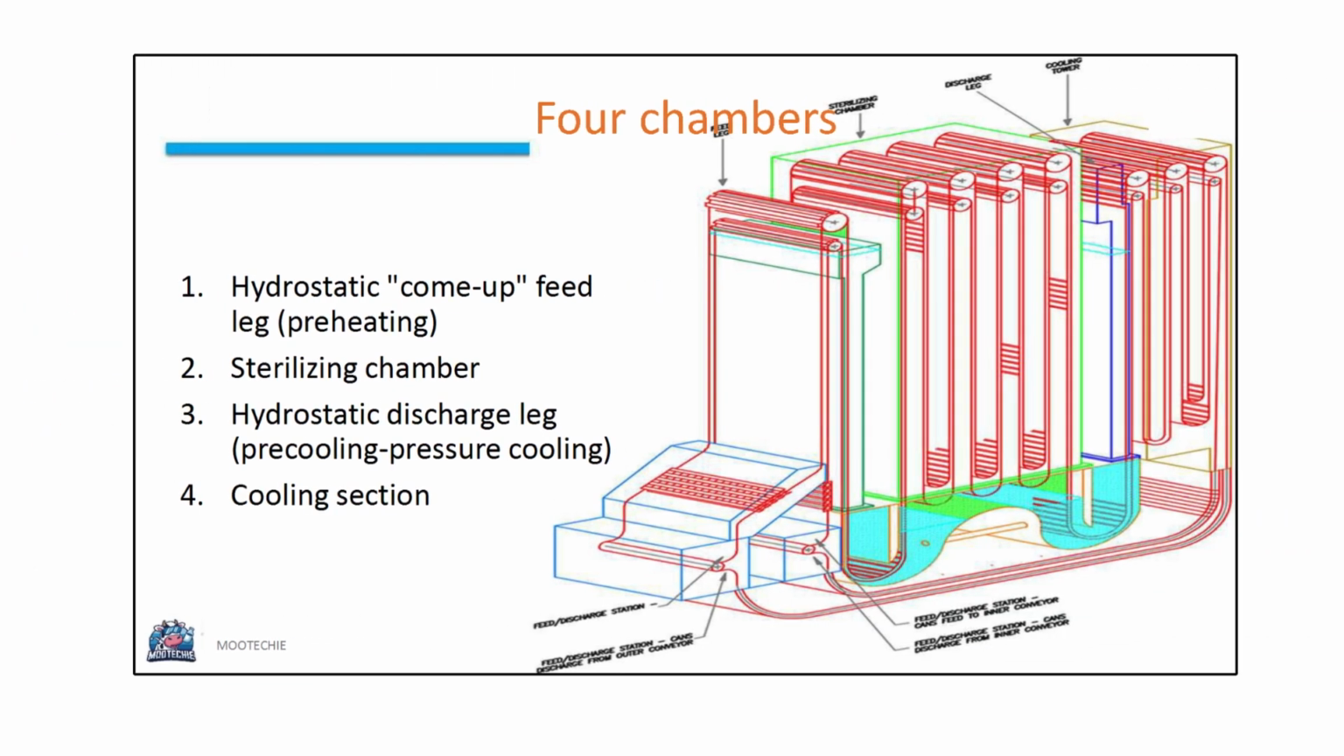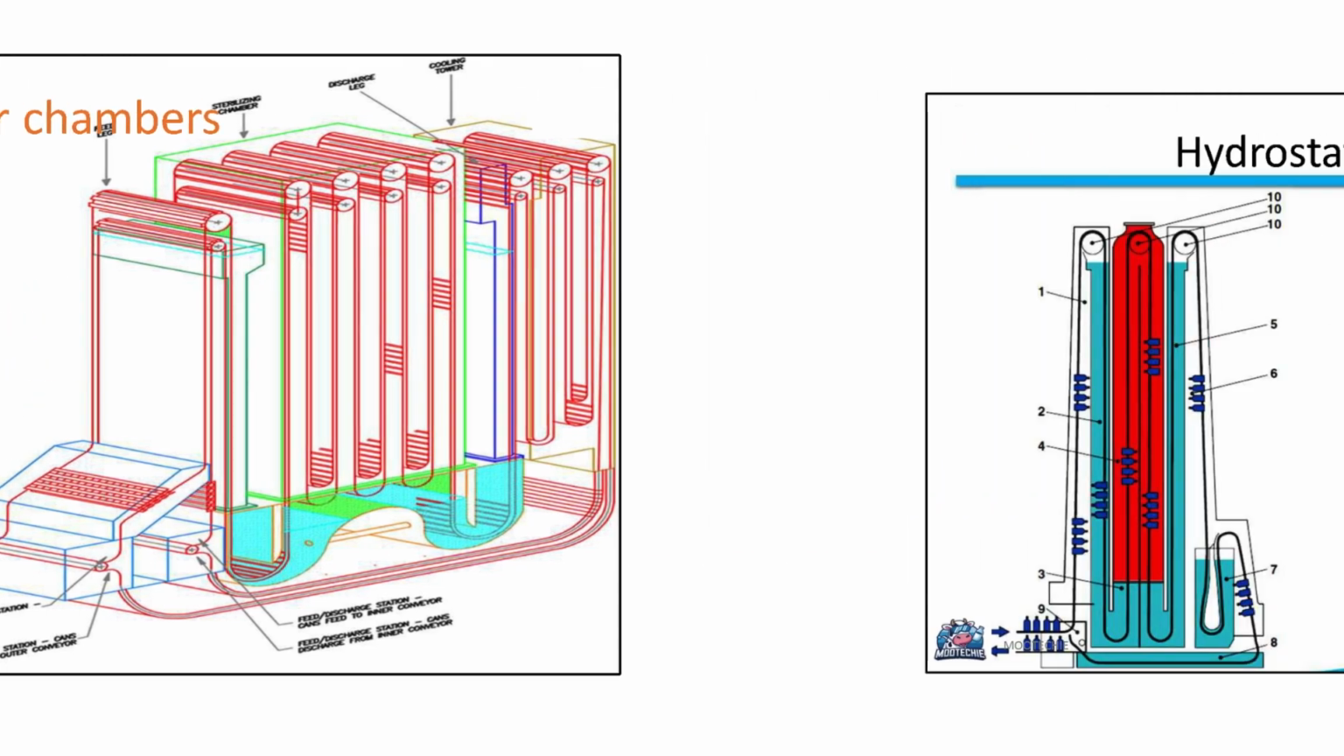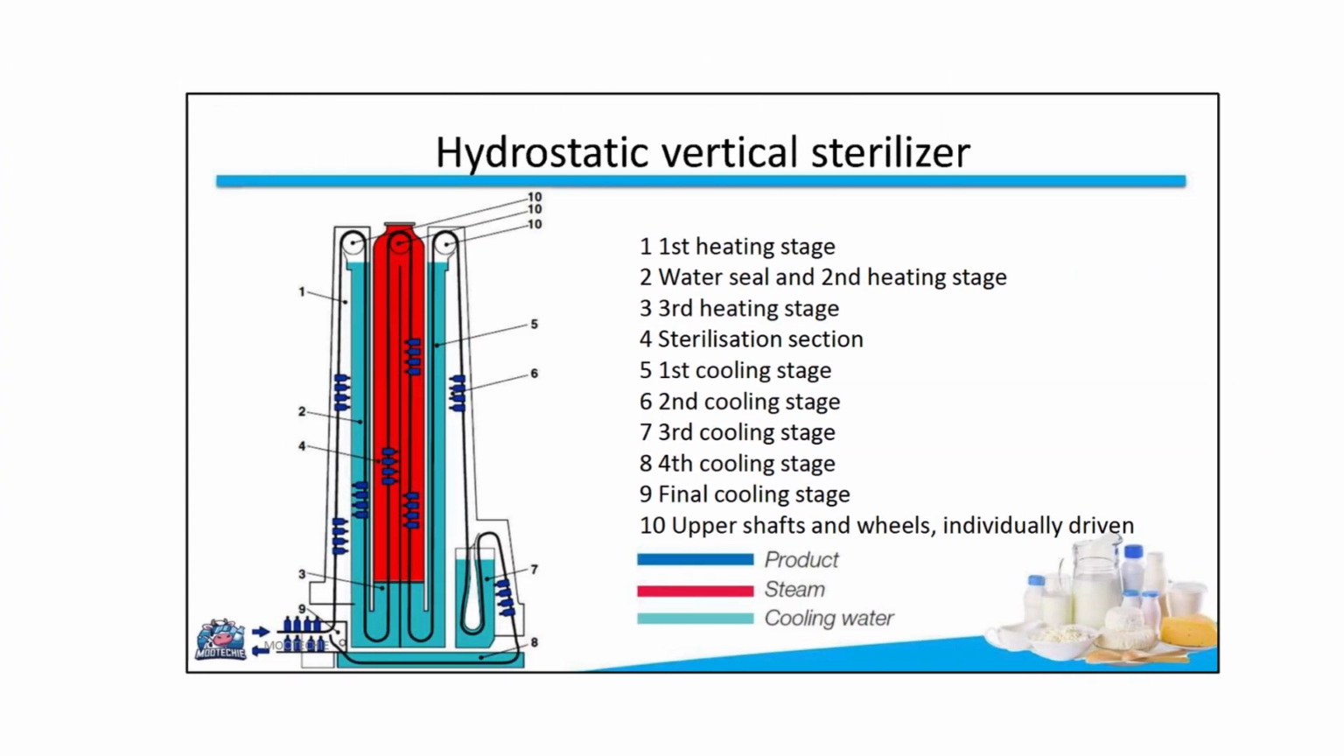First, the hydrostatic come-up feed leg for preheating. Second, the sterilizing chamber itself. Third, the hydrostatic discharge leg for pre-cooling under pressure. And fourth, the final cooling section. A detailed diagram shows multiple stages. There are several heating stages, a sterilization section, and multiple cooling stages. The product moves through on upper shafts and wheels that are individually driven. Steam is used for heating and cooling water for cooling.